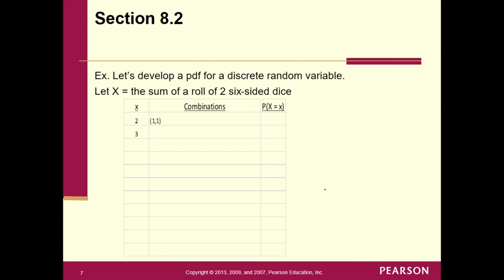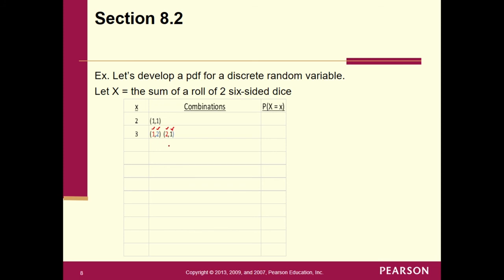Okay, how about a 3? Now, be careful with this, and I did this on purpose. If you are colorblind, notice what I did here is that I made the 1 here red and the 2 blue. And notice here I made the 2 red and the 1 blue. So notice these are two different combinations.